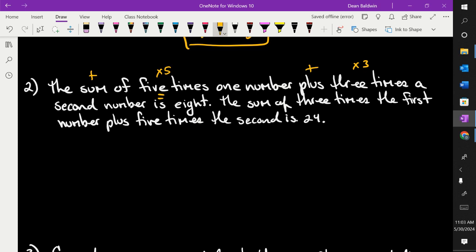Okay, let's go through this. So we have to define the numbers. What variables are we going to use for the numbers? x and y. So we'll just say x equals number 1 and y is equal to number 2. It doesn't actually matter.